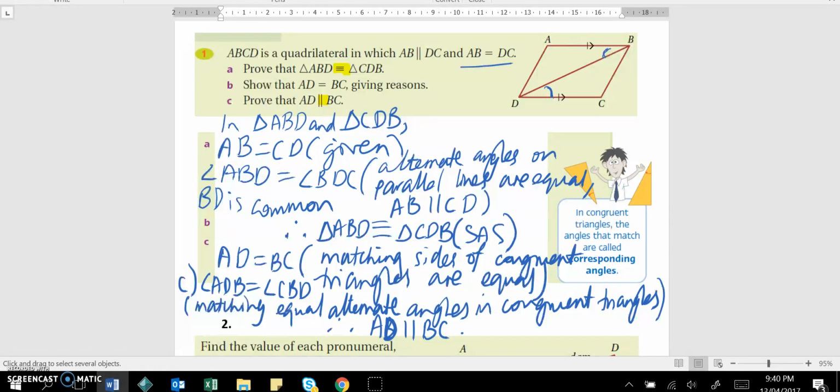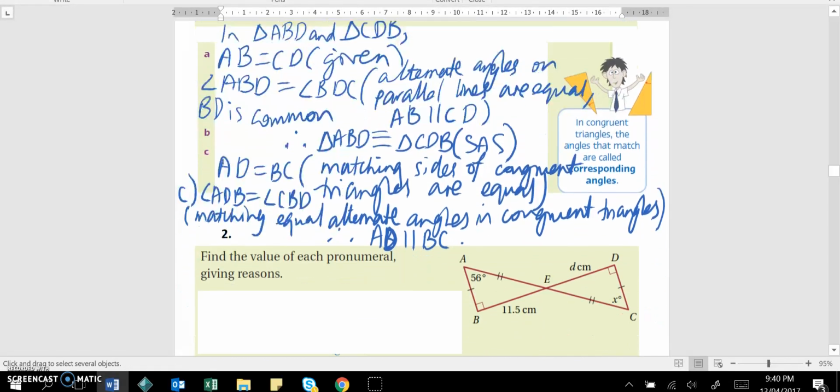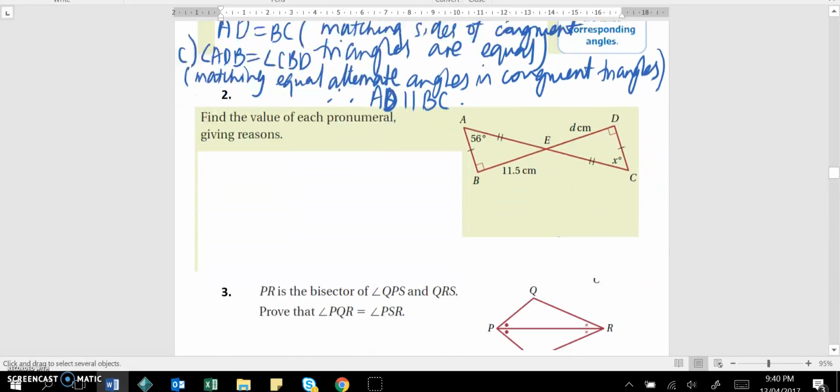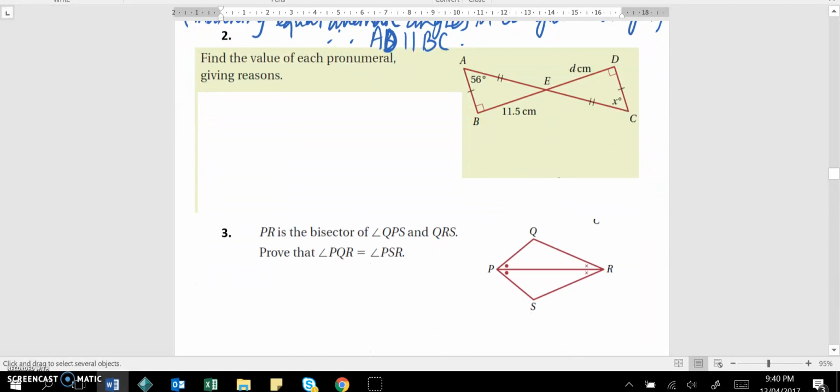So all of these questions kind of follow this pattern. Make sure you write down the notes and write down any questions in the question section if you have some to ask me, so you can ask me later. Okay, moving on quickly. Question 2, find the pronumeral in each picture.